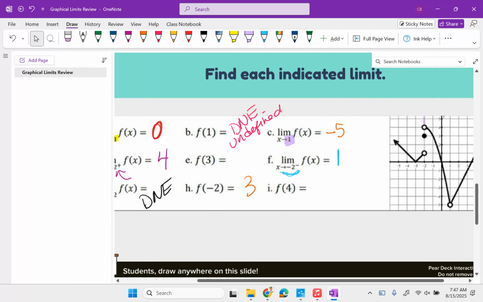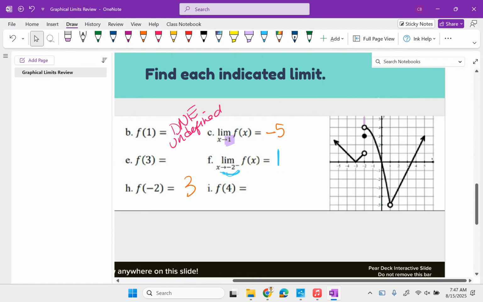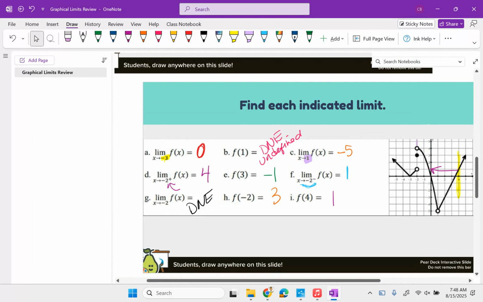All right. F of 3. Okay, so let's look at 3, the x value 3. What's it asking me to find right there? Am I looking for what it's approaching or the y value? The y value. The actual y value. So that actual y value at 3 is what? -1. Good. All right, what about the next one, the 4? Is it asking for what it's approaching or what the actual y value is? Actual y value at 4. Okay, what is it? Looks like 1. Any questions on that one? Okay.